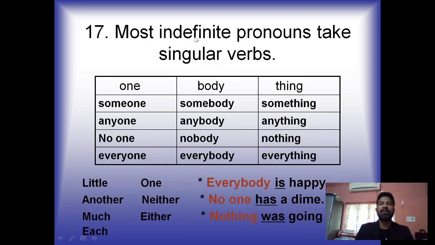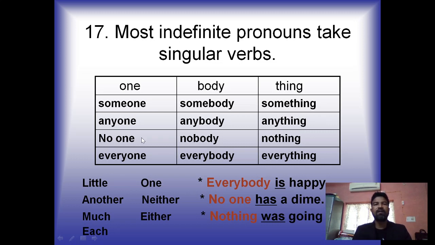Most indefinite pronouns take singular verbs. Say, for example, one, body, thing. Like someone, anyone, no one, everyone. Somebody, anybody, nobody, everybody. Something, anything, nothing, everything. Are we clear? Most indefinite pronouns take singular verbs, which means someone is, anyone is, no one is, everyone is. Somebody is, anybody is, nobody is, everybody is. Something is, anything is, nothing is, everything is.